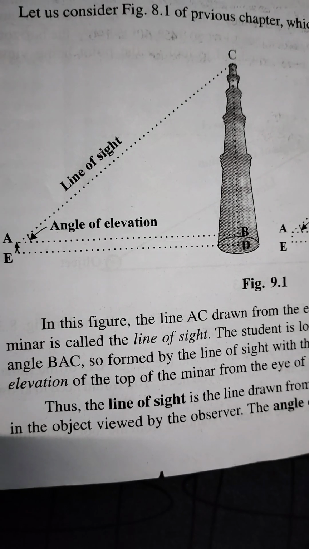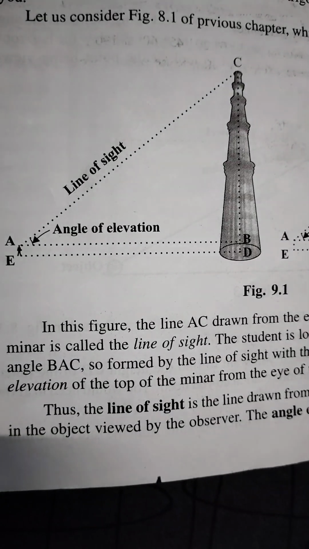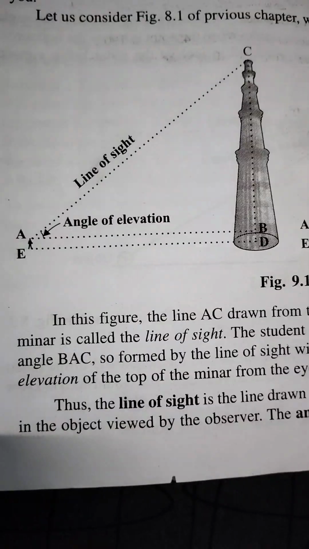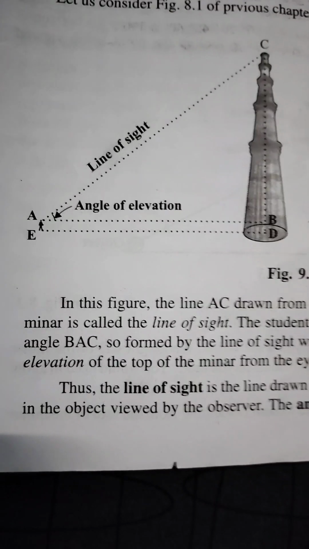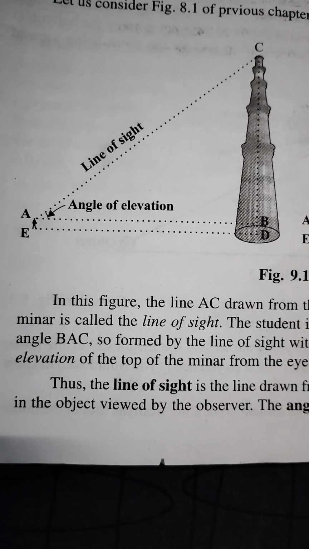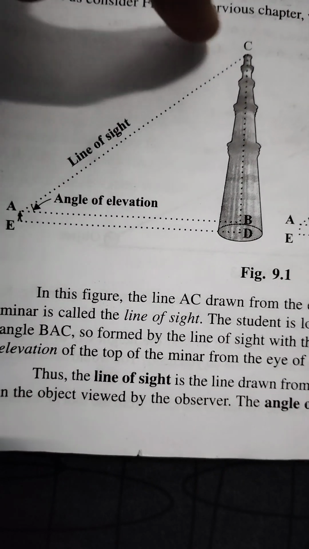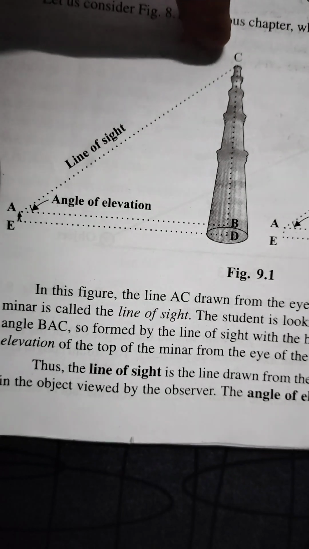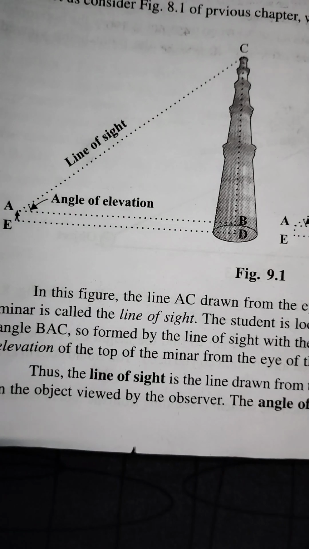Let us consider the figure of the previous chapter. This is the picture. In this figure, AC is drawn from the eye of the student to the top of the minar, and it is called the line of sight. This is the line of sight, AC drawn from here to the top of the minar. The student is looking at the top of the minar.